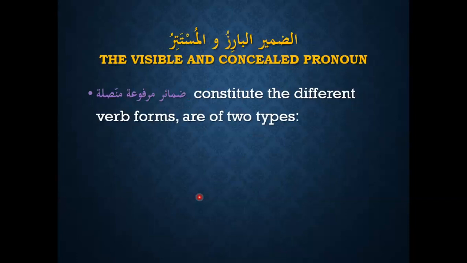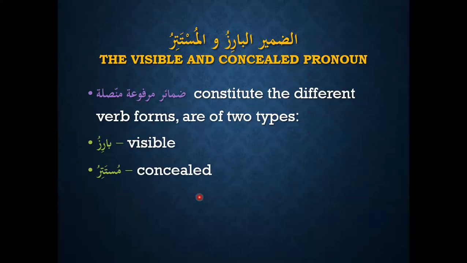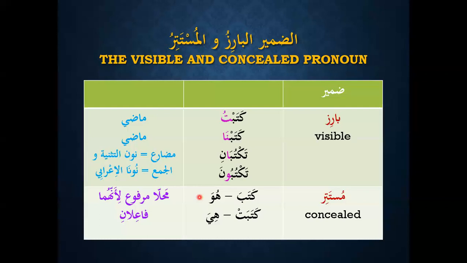Visible and concealed pronoun. Dhamair marfu'a muttasila can be of two types, either bariz or mustatir, or mustatar. It could be mustatir, something which is concealed. Maf'ul, majhul form is better, mustatar, but people use both ways. It's hiding itself or we hid it. Fine. So dhamir bariz, when you see it, and dhamir mustatar, when you don't see it, or mustatir, both ways fine. So katabtu, see, you see the dhamir, katabtu, I wrote. Katabna, we wrote. Taktubani, you two write.